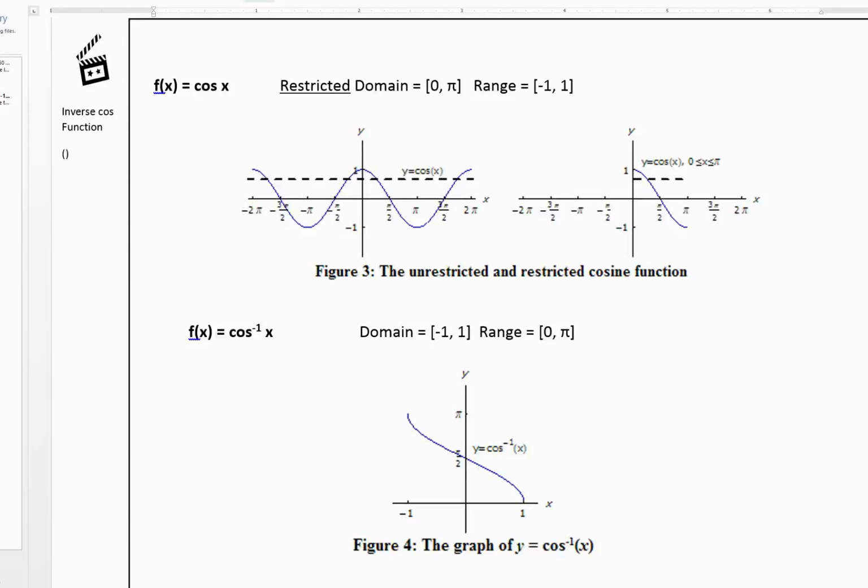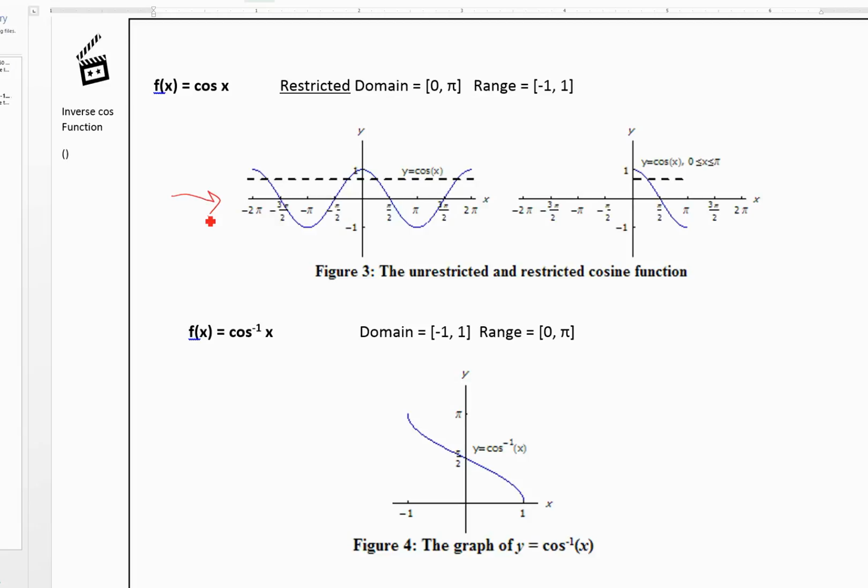Okay, so we've talked about inverse functions and we've talked about inverse sine, and now we're going to talk about inverse cosine. So let's start by looking at the graph of cosine itself. Here's the graph of cosine, and we see that it does not pass the horizontal line test, right? That dotted horizontal line that's drawn hits it in more than one place. In fact, since cosine is a wave function, it would hit it in infinitely many places.